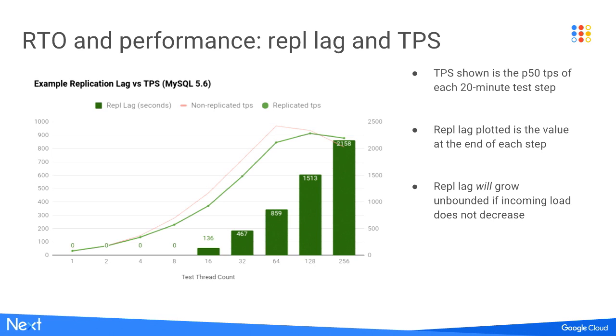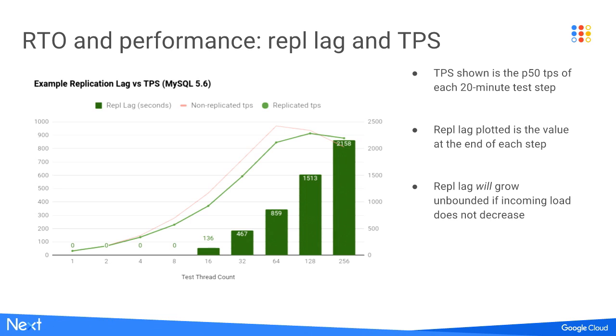This one shows the relationship between replication lag and the transaction and raw performance. Previous slides showed examples of replication lag. This one brings the TPS into the picture. The way to read this picture is, the x-axis, again, is the test load. This is, again, a sysbench OLTP run, and each step runs for about 20 minutes. We run from 1 thread all the way to 256 threads.